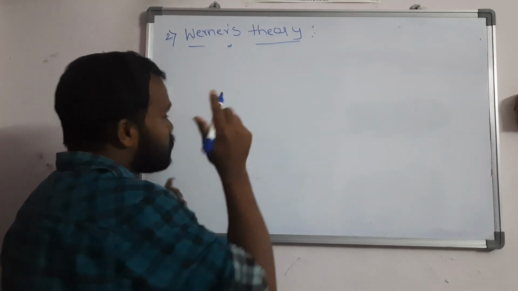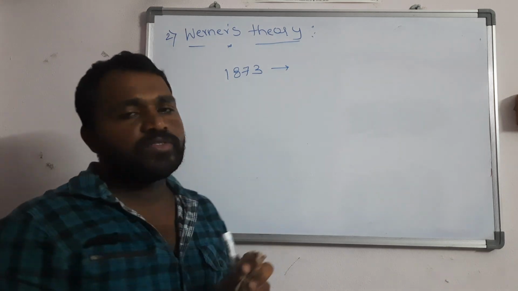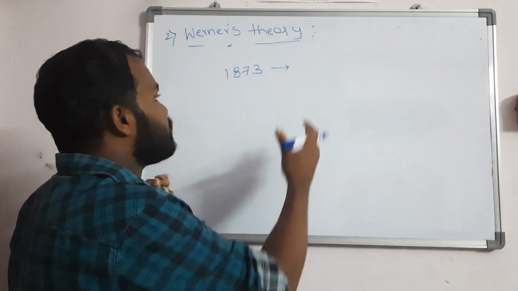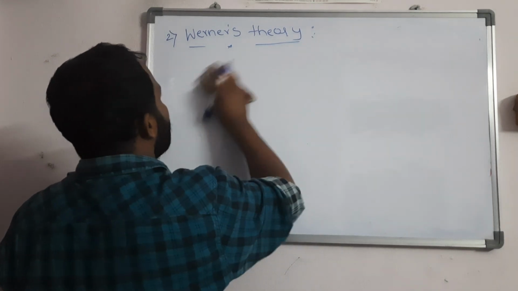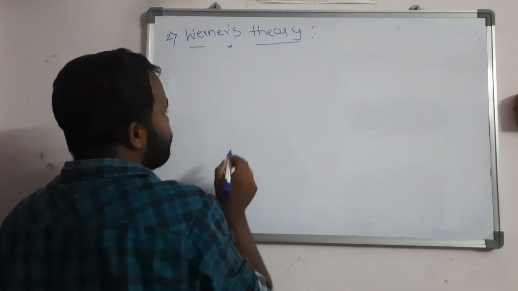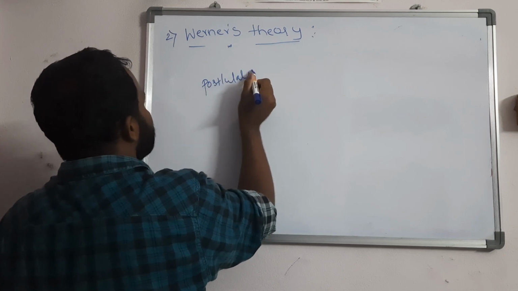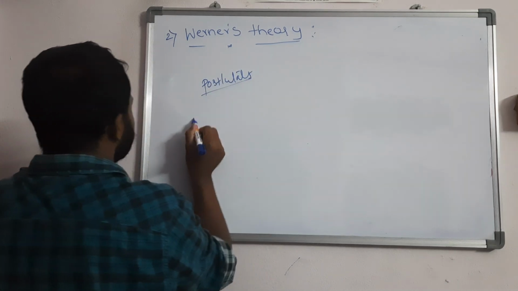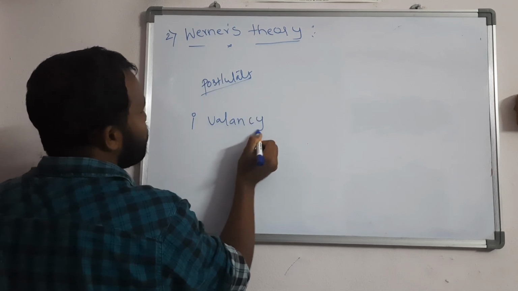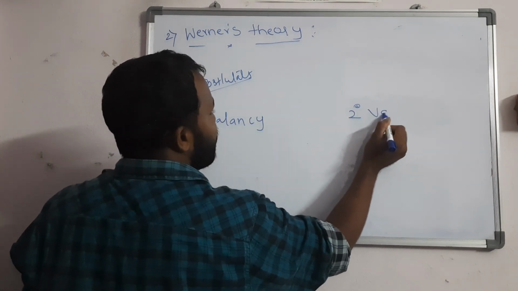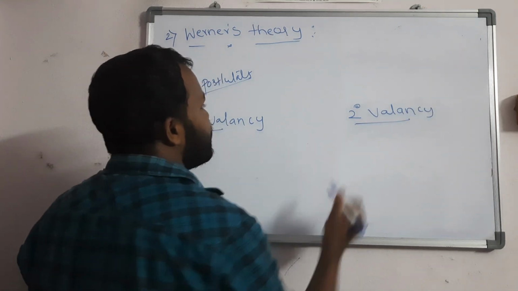In 1893, Werner proposed a theory for existing complexes and structural rearrangement. Mainly his postulates are in two categories. He divided them into primary valency and secondary valency. So what is meant by primary valency? What is meant by secondary valency?